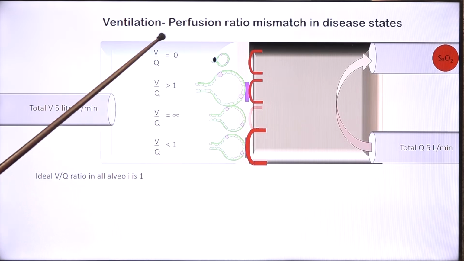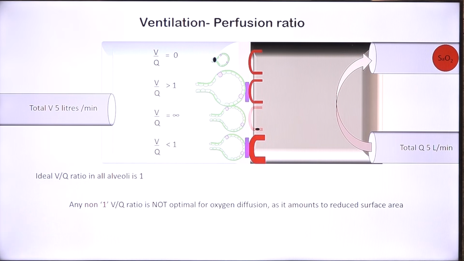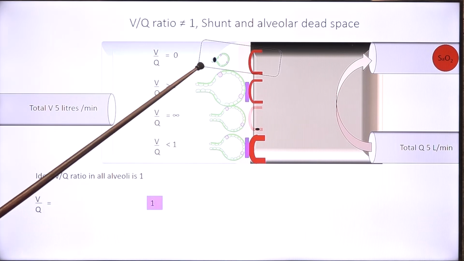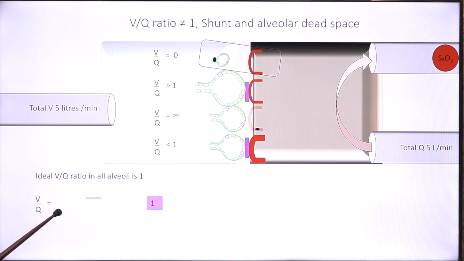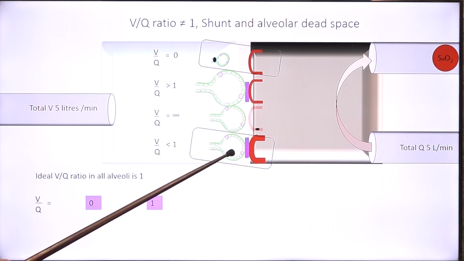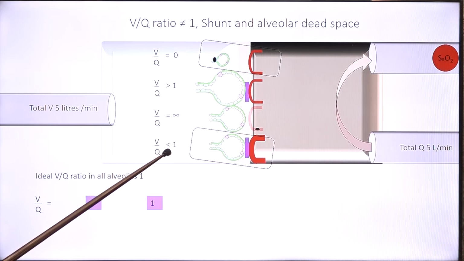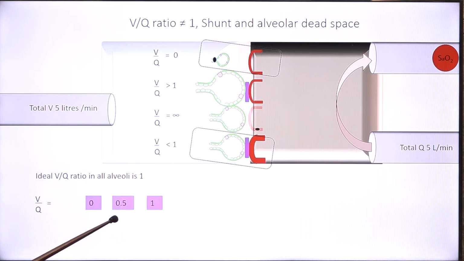So, in any of these situations, gas transfer or oxygen transfer in particular is non-ideal. The best scenario for effective oxygen transfer is to have a VQ ratio equal to 1. Now, these are the 4 scenarios we have seen here. In this case, VQ ratio is 0. Ideal VQ ratio is 1, here it is 0, and in this case it is less than 1, and therefore we put it somewhere here.